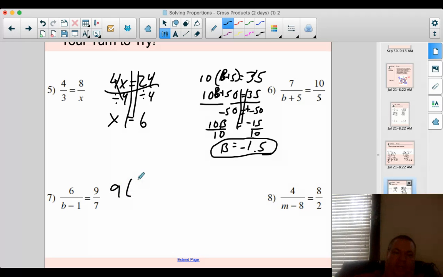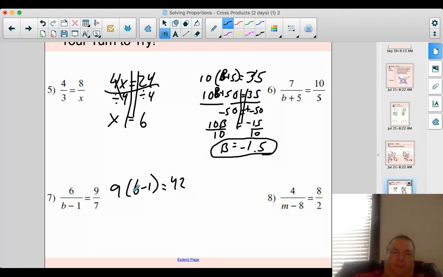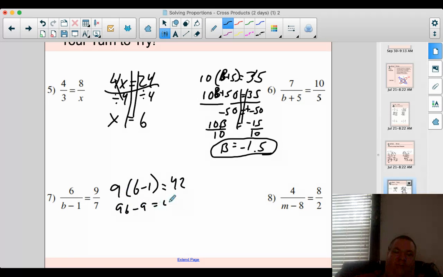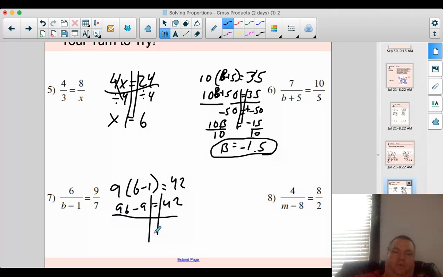So we've got 9 times B minus 1 equals 6 times 7, which is 42. Well, 9 times B is 9B. 9 times negative 1 is minus 9, equals 42. Do train tracks: I've got to add 9 first, get rid of that minus 9. That gives me 9B equals 51.